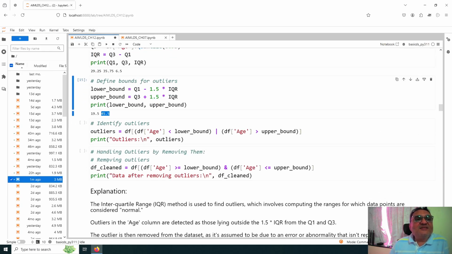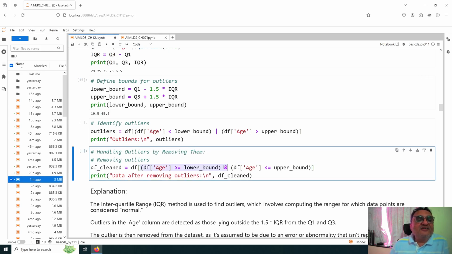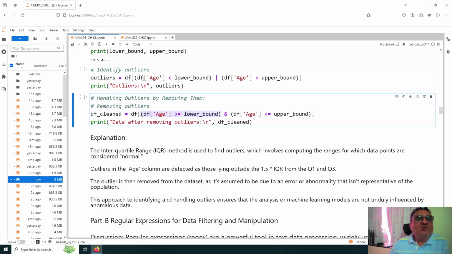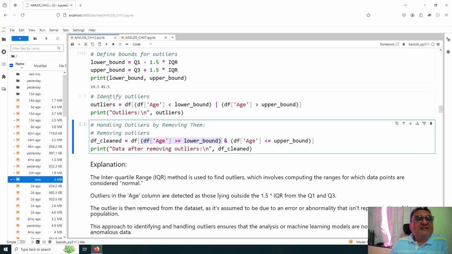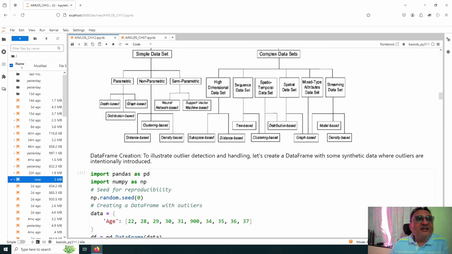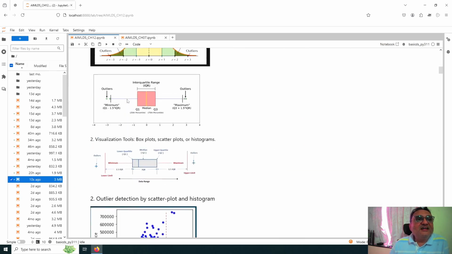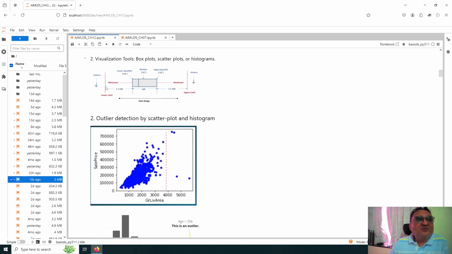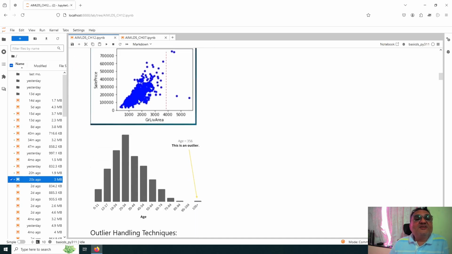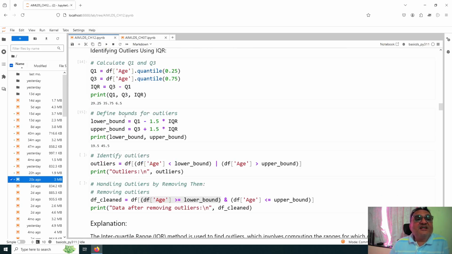So what are the outliers in my data set? If I want to find them, then I can take a conditional subset of my data set, and I can include only those points which are greater than or equal to the lower bound. So greater than or equal to the lower bound means, this is the lower bound, so they must be in this region, and less than or equal to the upper bound, right? So in this region, these are the points which are the valid points, or which are not outliers.